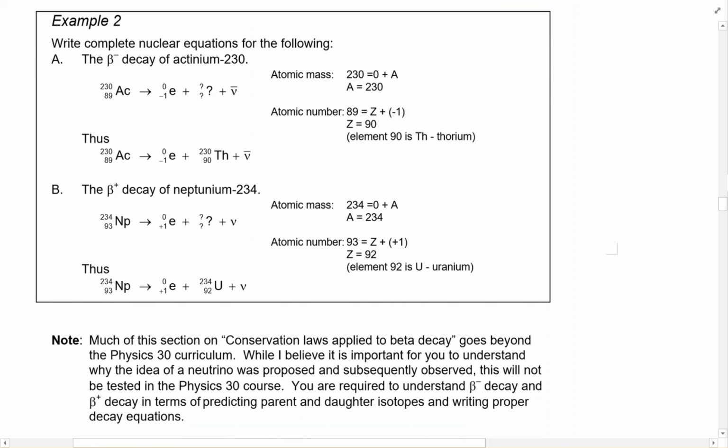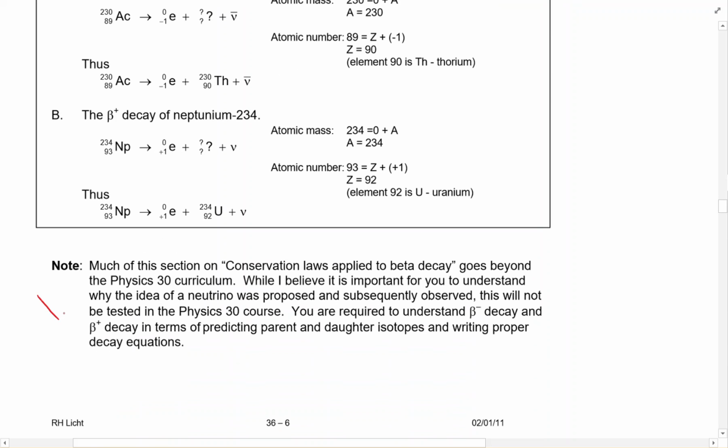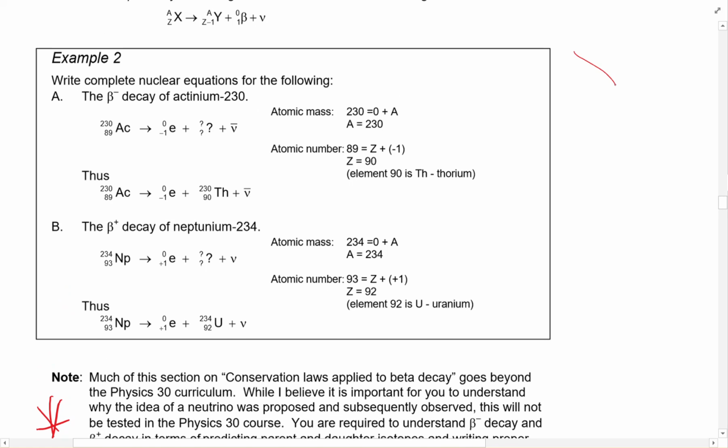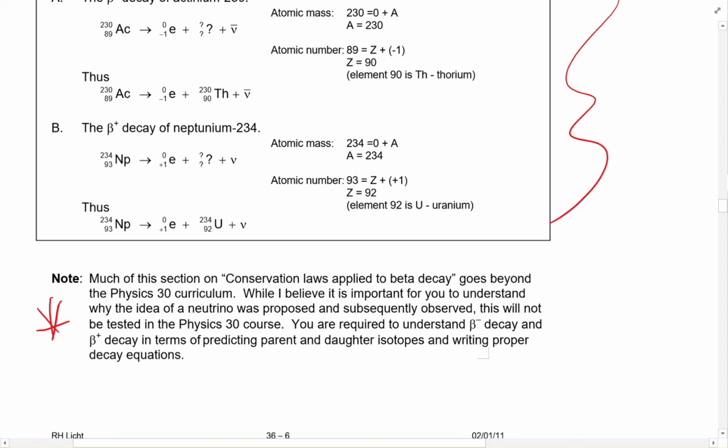But just note, I've been talking about a lot of the history of how they found a lot of these things. Conservation laws applied to beta decay. Some of it goes beyond Physics 30, but I think it's really important just to understand the whole story and why they came up with what they did. But in Physics 30, this is really what they want you to understand. This whole idea of beta minus decay or beta positive decay and what happens there, right? So you're responsible for that.